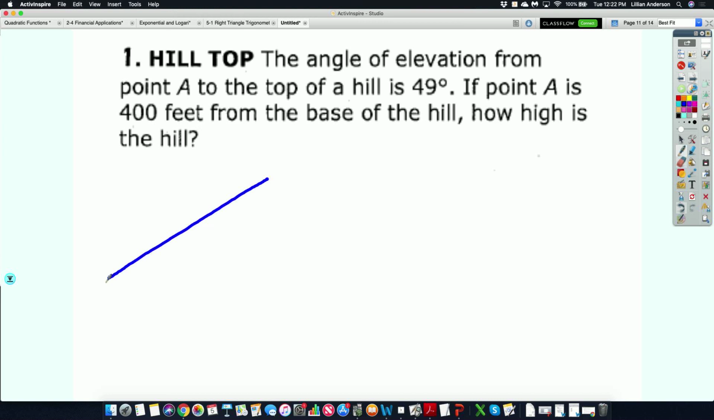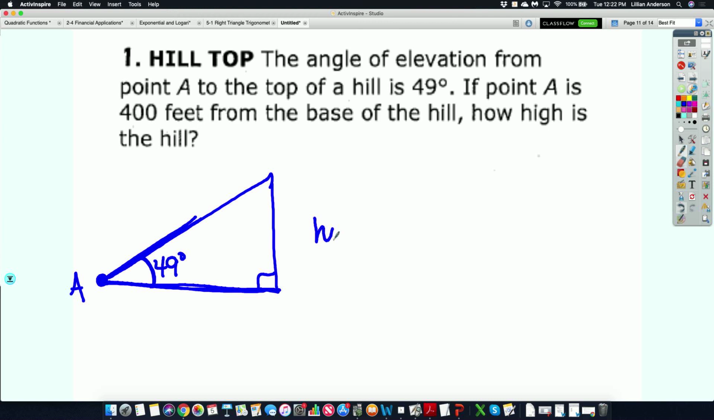Well, I know I need a right triangle, and I need a point A. Where is point A going to be located? At the bottom. Yes, because think about it. It has an angle of elevation, which means I need a horizontal line. Then I got to look up. So that is my angle of elevation. It is 49 degrees. Point A is looking to the top of the hill, so this is my hill.